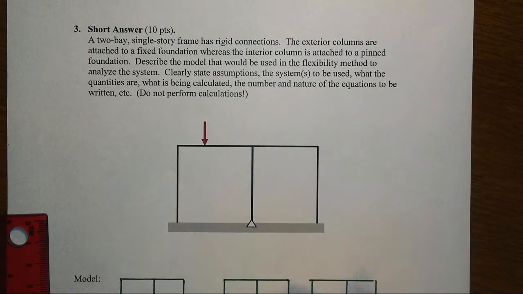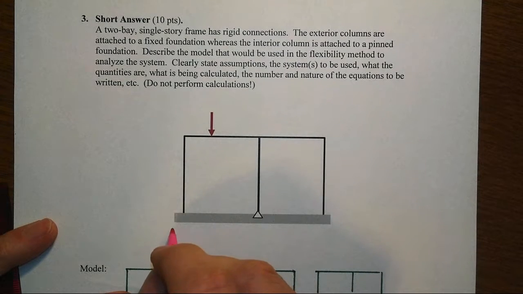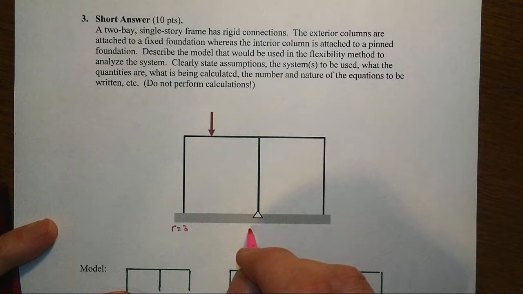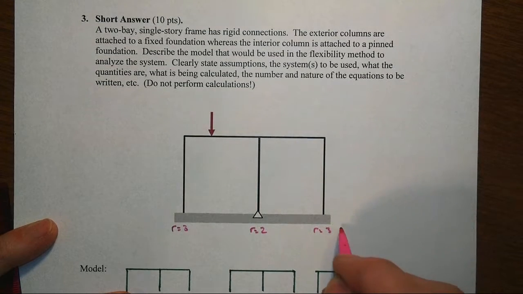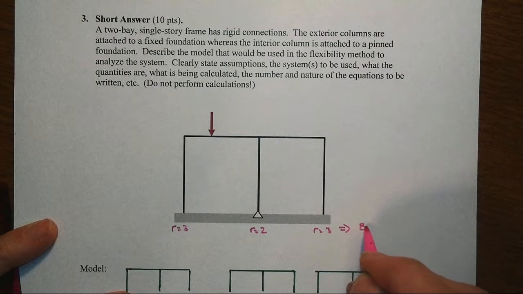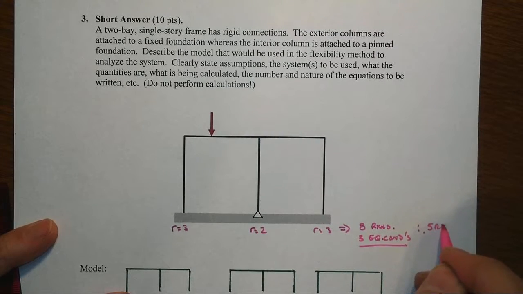So, the first thing we want to do when we hear about the flexibility method is to think about redundant reactions. So we've got R equal 3 components at the left, R equal 2 at the pinned, and R equal 3 at the far right. For that fixed, that's a total of 8 reactions. We've got no hinges in here, so we've got 3 equilibrium conditions. Therefore, we have 5 in excess. We have 5 redundant reactions that we're working with here.